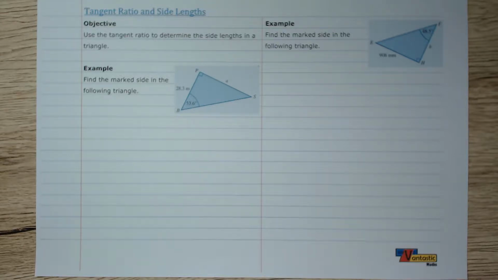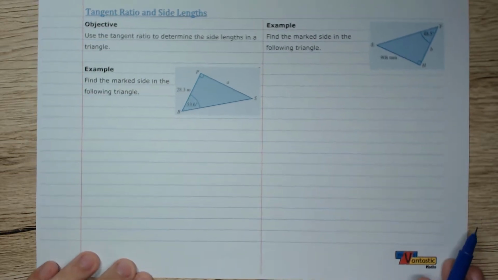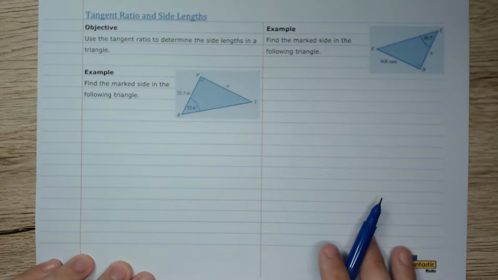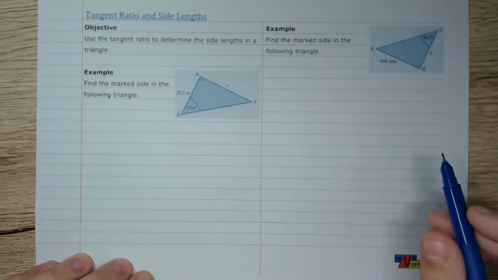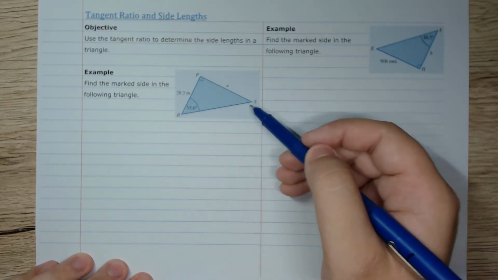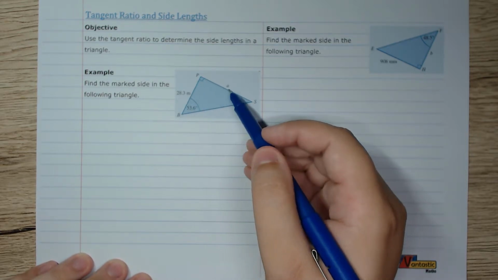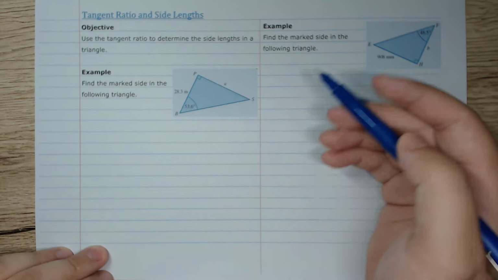Hi, this is Mr. V, and in this video we're going to look at how to use the tan ratio to find the side lengths of a triangle. Now we've got two different situations here, and you'll notice the difference very shortly. So we'll start with this example here. We've got our triangle, we have a known angle, and we have two sides, one of which is unknown and the other one is known.